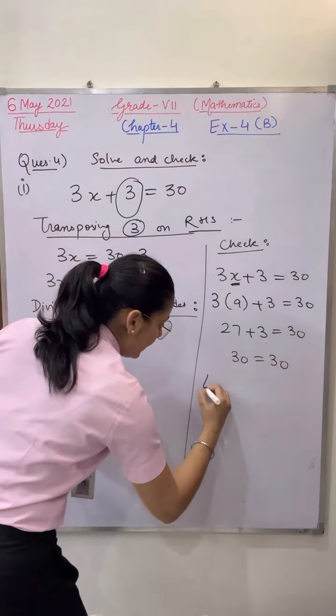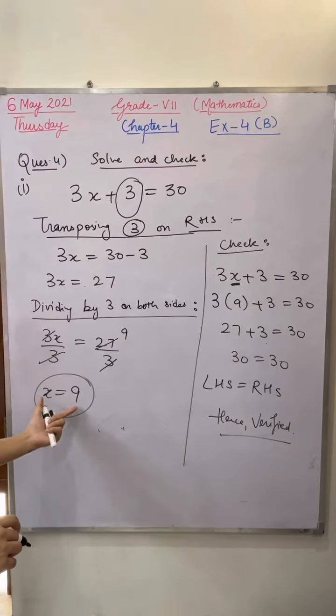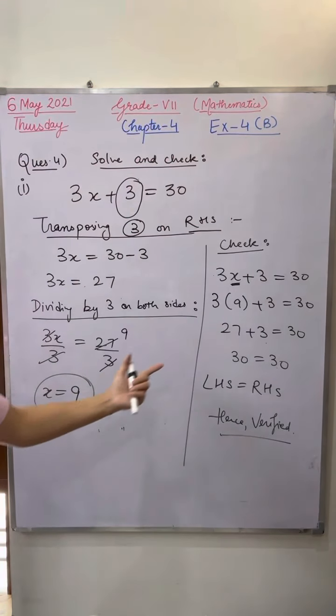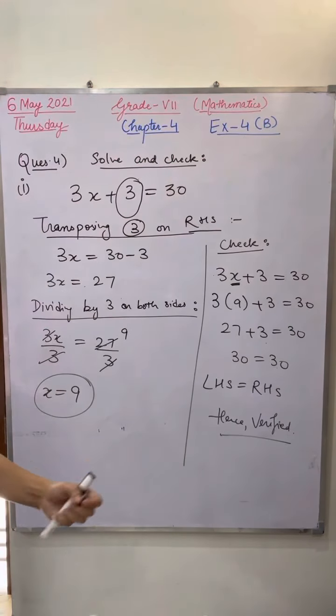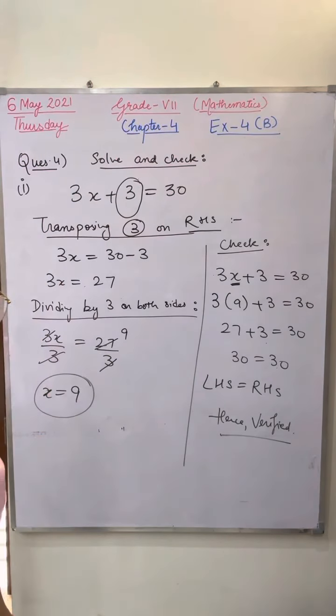So you can write that, therefore, left hand side is equals to right hand side, and hence we have verified the question. Okay, this is known as the checking part. You are testing the question, whether the value you have taken out satisfies the equation or not. Right? Harshit Lathar and Priyansh.